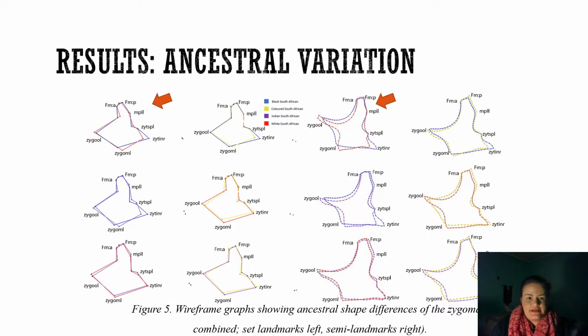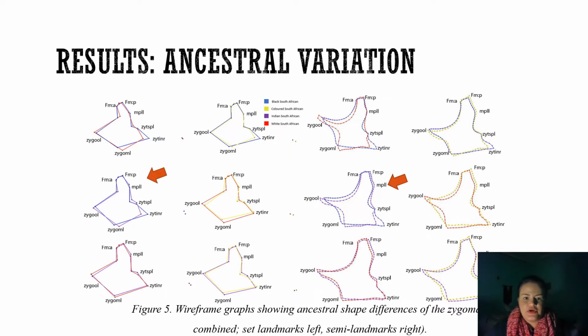Black and white South Africans demonstrated differences between the length of the zygomaticomaxillary suture and the zygotemporal suture. The inferior border of the zygoma as well as the inferior margin of the orbit also differed between these populations. Black and colored South Africans showed differences at the inferior margin of the orbit, where the inferior margin of the orbit extended more inferiorly in colored South Africans than black South Africans. The zygotemporal suture also extended more laterally in black South Africans than colored South Africans.